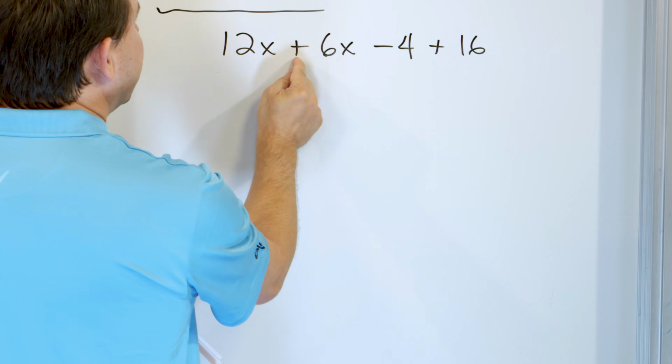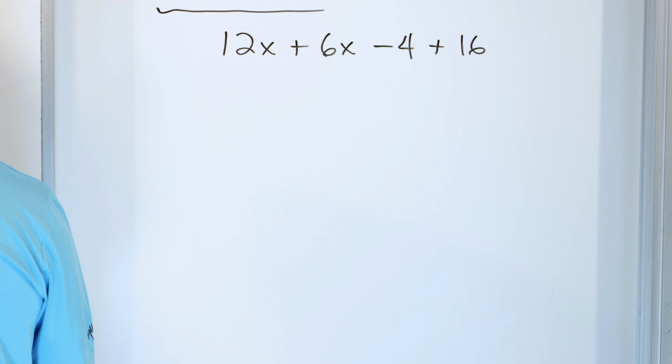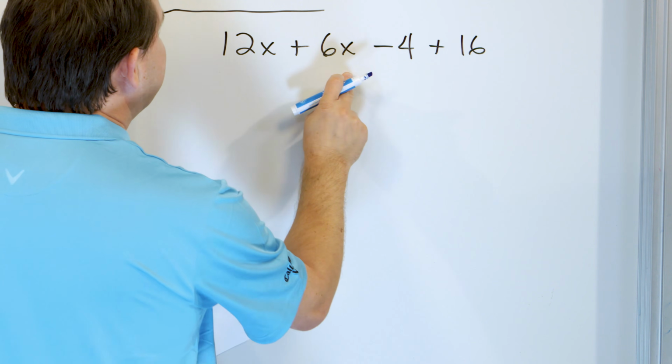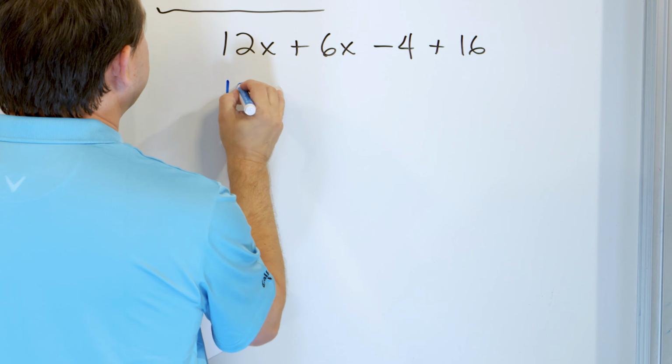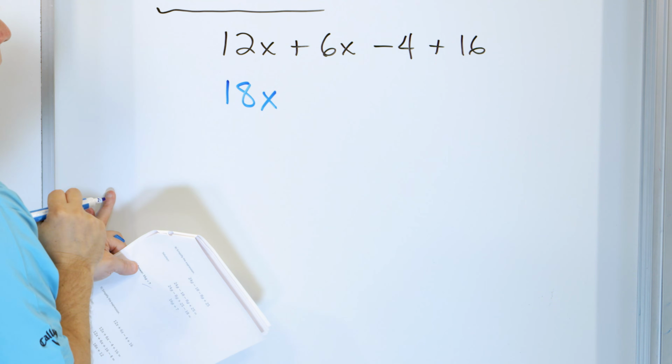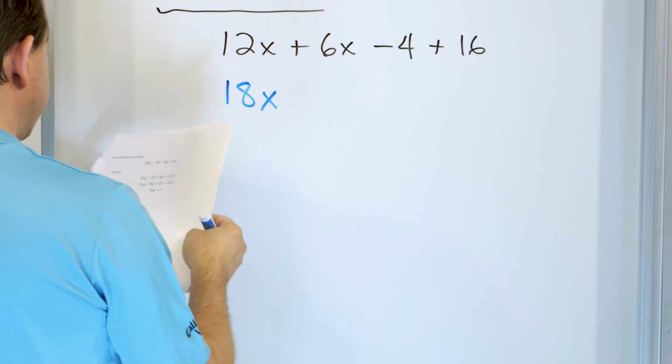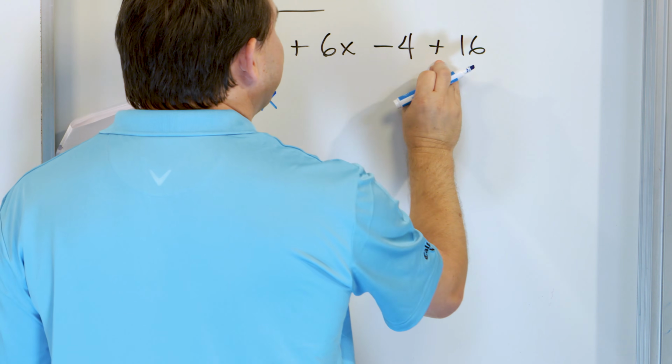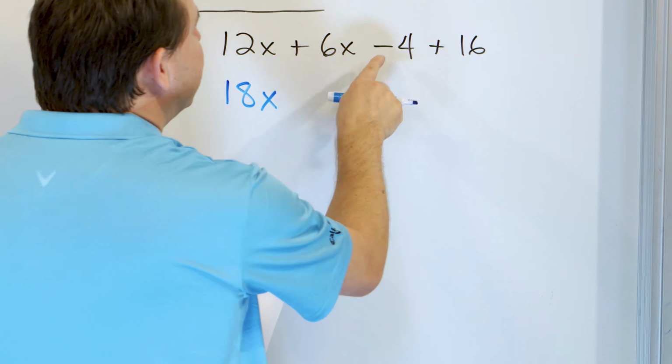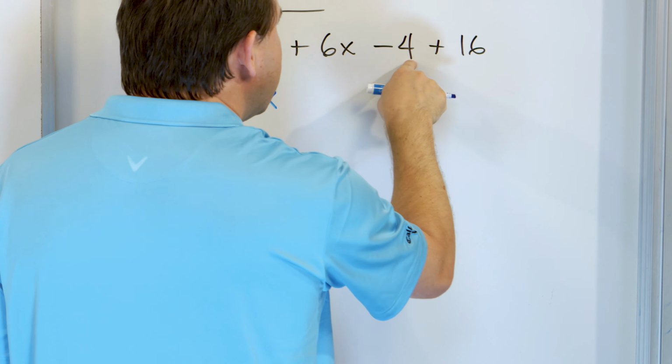X could be the number of marbles in your bag. 12 marbles plus 6 more marbles. We can add those together. They're like terms. They're already right next to each other. 12 plus 6 is 18, so it's 18, let's say, marbles. Right? Now we have the same problem going on over here. We have negative 4 plus 16, but I haven't really taught you what to do when you have a negative 4 plus 16.